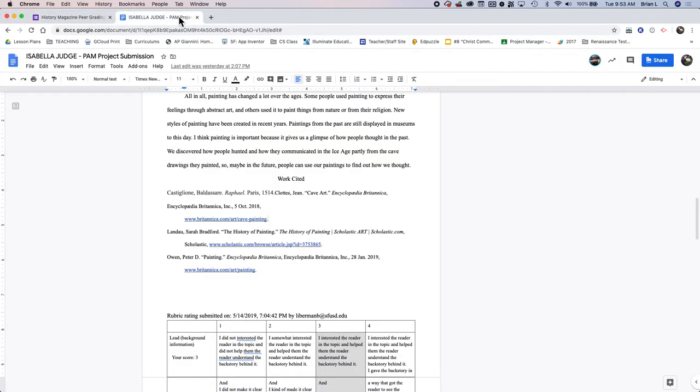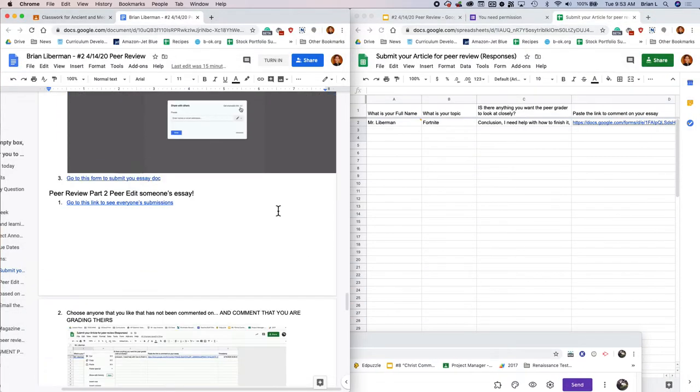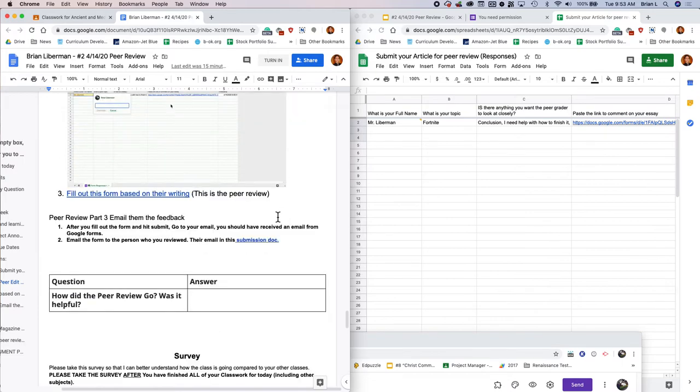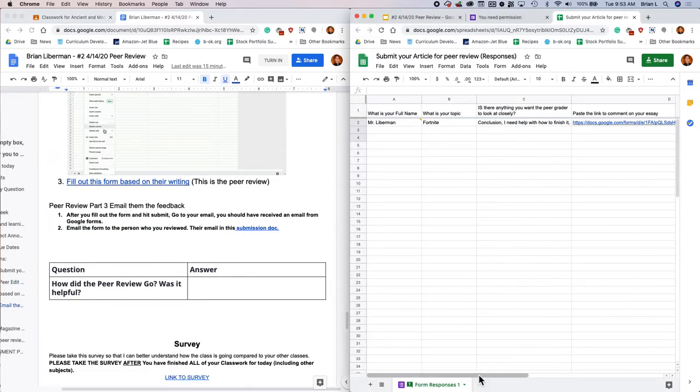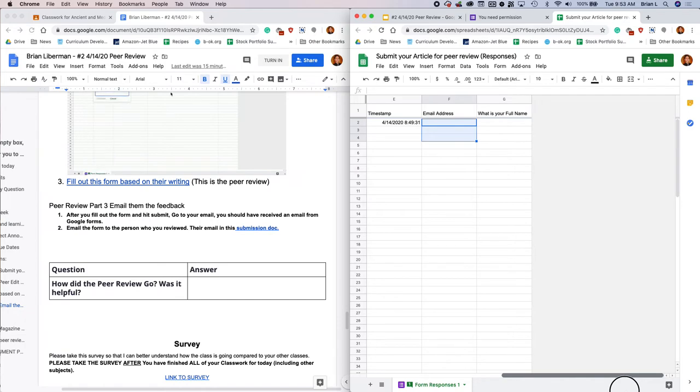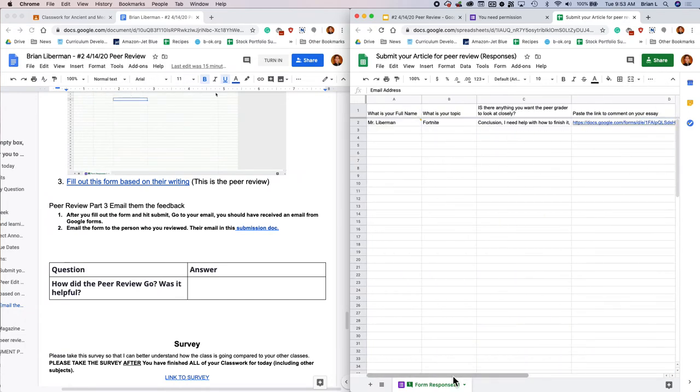You're going to forward the email to the person so they can see the edits that you recommend, alrighty? So email the form to the person who you reviewed, right? Their email is in the submission doc. It's right over there. Email, all right? And I'll go ahead and move this over to make it easier for you to find, all righty?